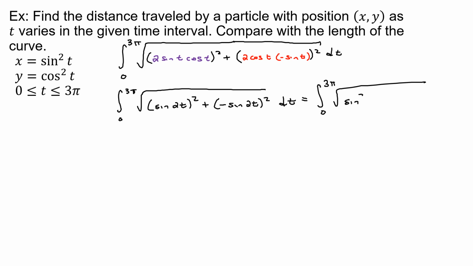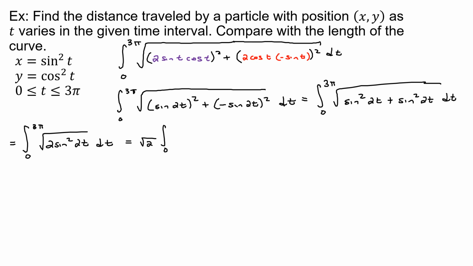So this is sine squared 2t plus sine squared 2t. So I get sine squared plus sine squared, which is 2 sine squared 2t. Now the square root of 2, I can just move out front. And the sine squared underneath the square root just becomes sine. And that's something I can actually integrate fairly easily.